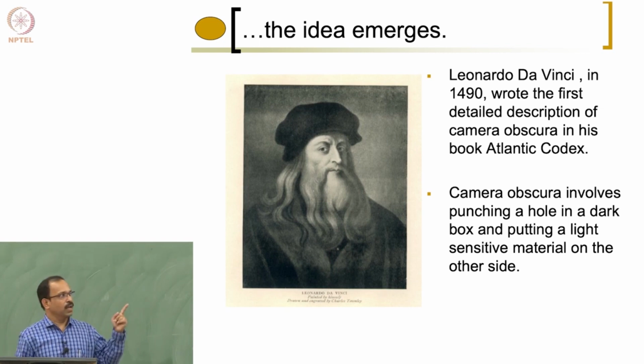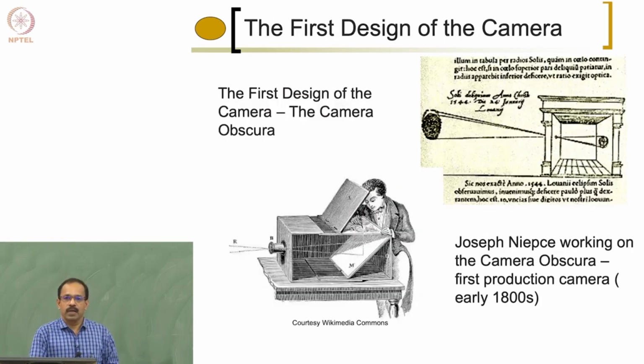So that was when this camera obscura was proposed, where you can put light through a hole and it changes the light sensitive material. So the light sensitive material will change the image on the picture. That was the first thought process on developing a camera. Then the first design of the camera obscura was like this. Okay, this was the first design.